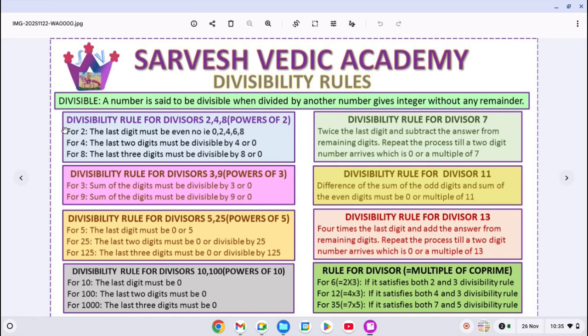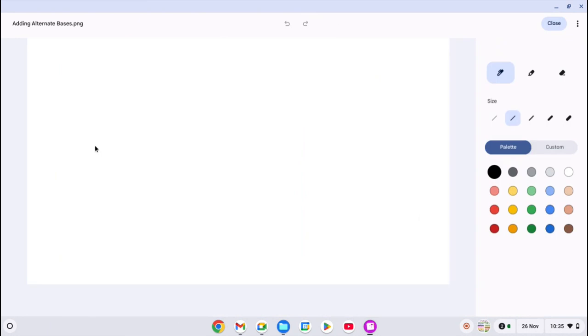Rules. Okay, when can we say a number is divisible? A number is said to be divisible when, divided by another number, it gives an integer without any remainder, meaning the remainder should be 0. Let me take an example. Suppose you take the number 24. Can we divide it by 2? Yes, we can divide it by 2, and the quotient is 12 and the remainder is 0.